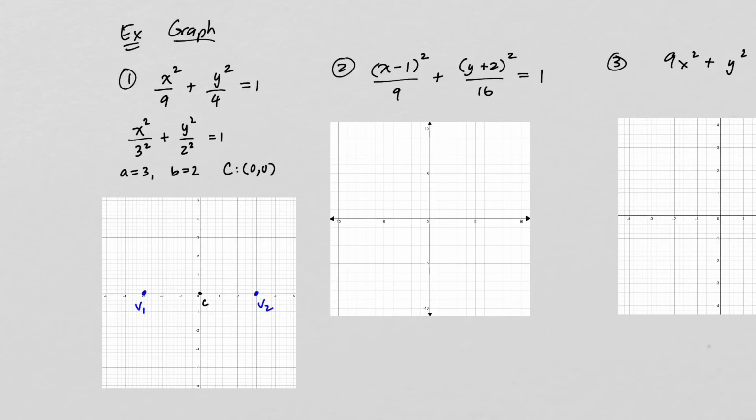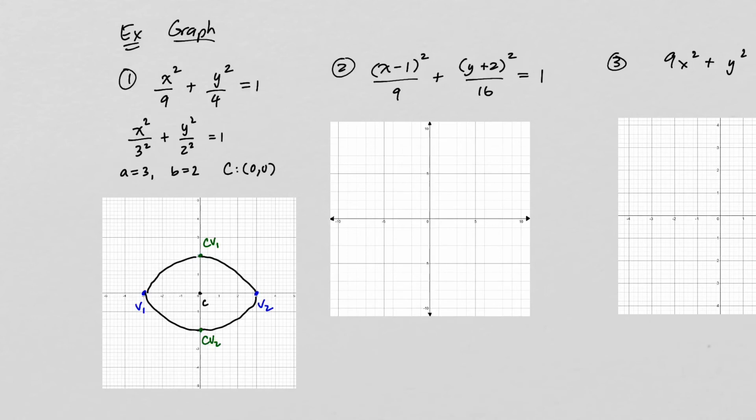And then the co-vertices are found by going 2 units above and below the center. So we have a point here, and we have a point here. This is co-vertex 1 and co-vertex 2. And then to graph the ellipse, all we have to do is connect those points. When you make that connection, it's basically going to look like an oval or a compressed circle, if you will. That is literally all there is to it. Okay? It's really that simple.